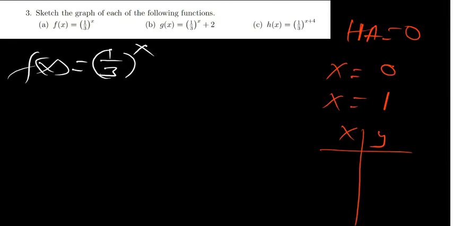If my x is 0, what will be my y? It is 1. Any number to the power 0 is 1. If my x is 1, what will be my y? My y will be 1 over 3, because any number to the power 1 is the number itself. So that is what we have there. Now let's see how we can sketch it.